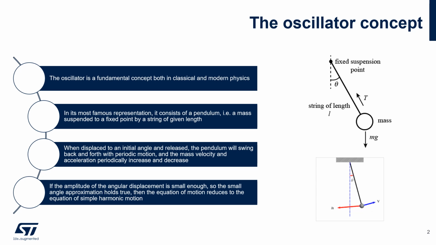When displaced to an initial angle and released, the pendulum will swing back and forth with periodic motion, and the mass, velocity and acceleration periodically increase and decrease. If the amplitude of the angular displacement is small enough, so the small angle approximation holds true, then the equation of motion reduces to the equation of a simple harmonic motion.